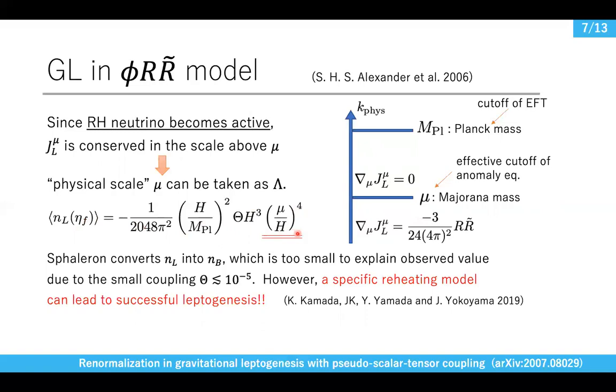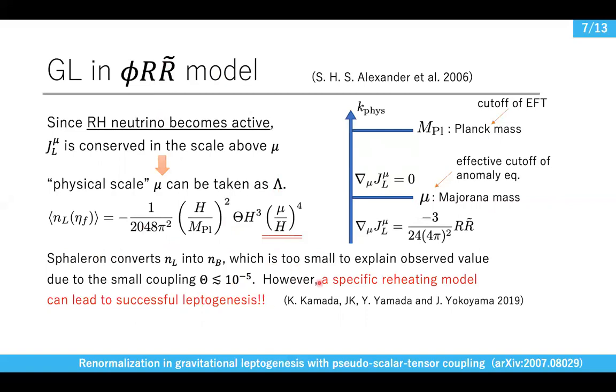Let me make a comment on the baryon asymmetry. Before the electroweak symmetry breaking, sphaleron converts this lepton asymmetry into baryon asymmetry. But in the usual case, this is too small to explain the observed value of baryon asymmetry. That is because of the smallness of this coupling, like this. And this smallness is coming from the consistency of this phi R R-dual model.